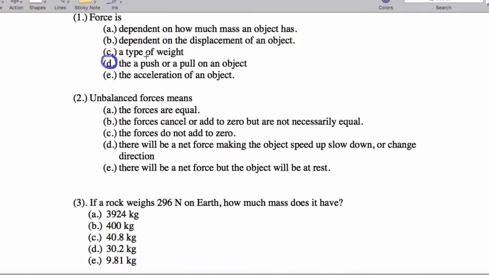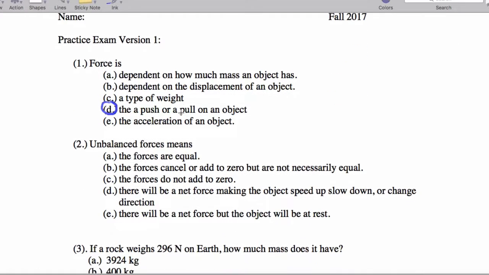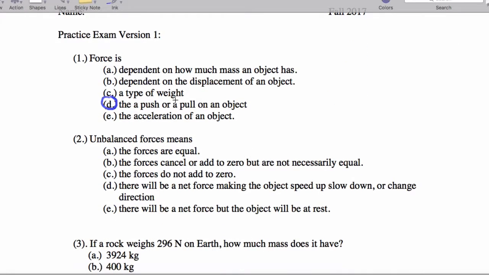Now, on this practice exam, I do want to be clear. I have allowed for more than one correct answer in certain problems. That will not be the case on the real exam. On the real exam, I would never ask a question like this that had two answers where unbalanced forces, and I ask you to define what those are. Well, they're not necessarily equal.